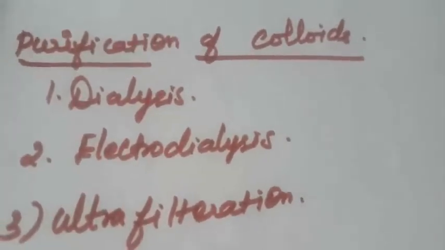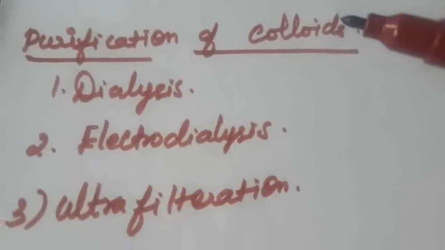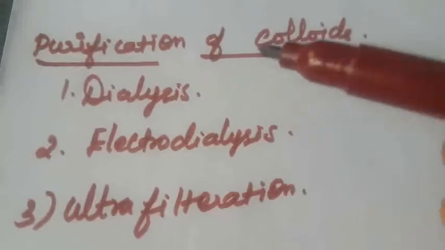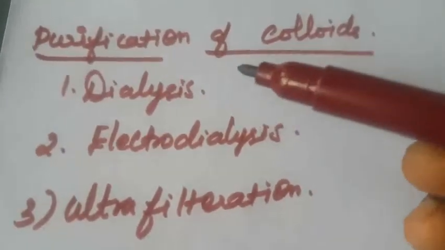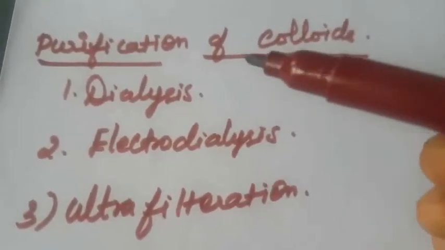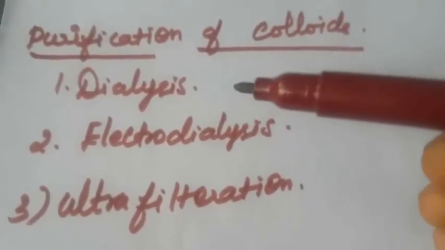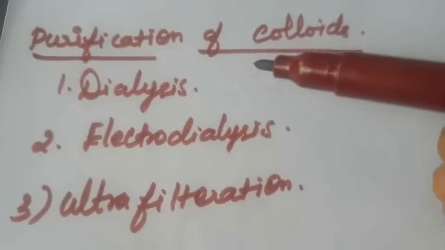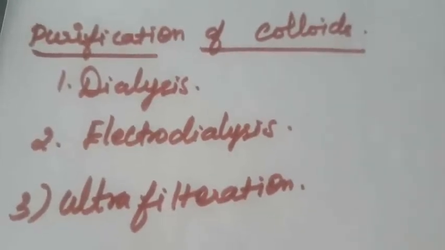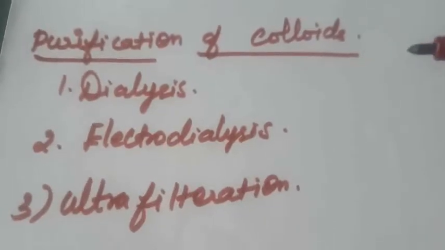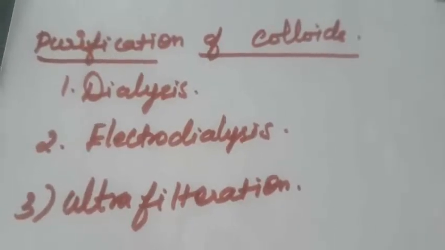Everyone knows about dialysis, that is kidney dialysis. Suppose a kidney failure patient is having dialysis, what process is taking place? It is the removal of electrolytes present in the blood. The removal of electrolytes present in the colloidal solution is called dialysis. Blood is also a colloid, right? It may contain different electrolytes, so excess electrolytes must be removed.